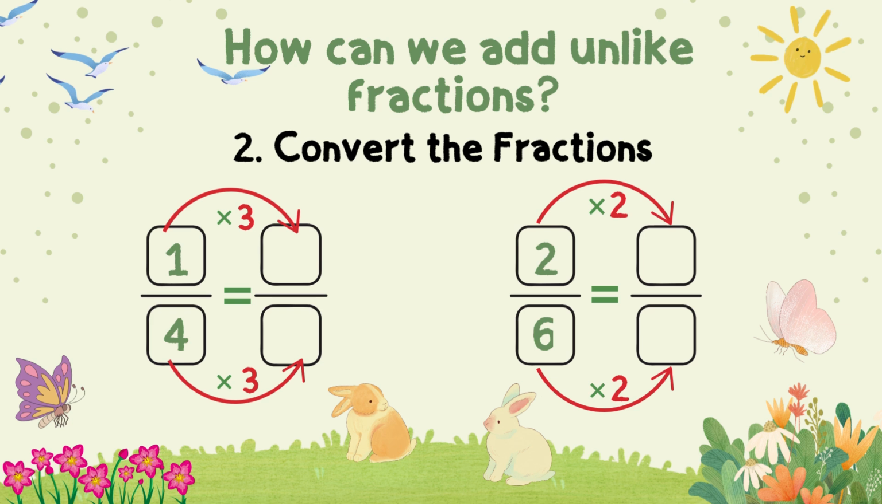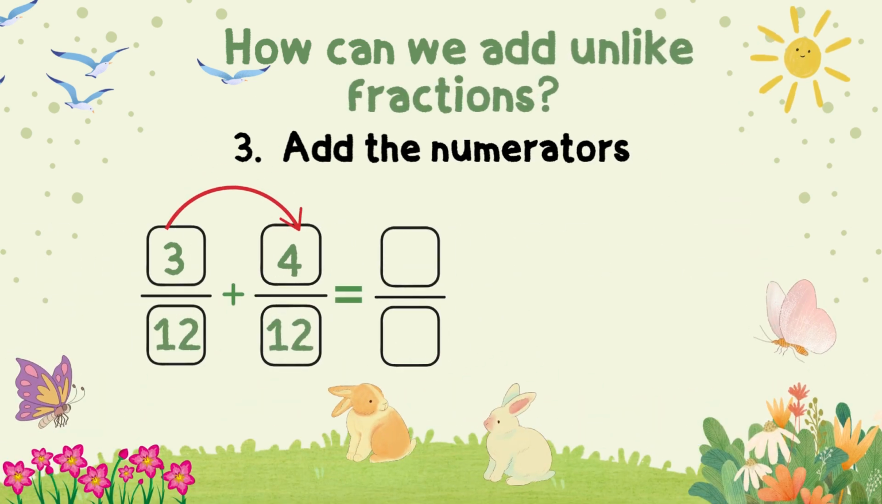We adjust the numerators by multiplying both the numerator and denominator of each fraction by the necessary factor. As shown in the example, we multiply 1 and 4 by 3 and 2 and 6 by 2. This gives us 3 out of 12 plus 4 out of 12. Since the denominators are the same, we simply add the numerators while keeping the denominator unchanged. So in this example, we simply add 3 and 4, and we get 7 out of 12 as the answer.